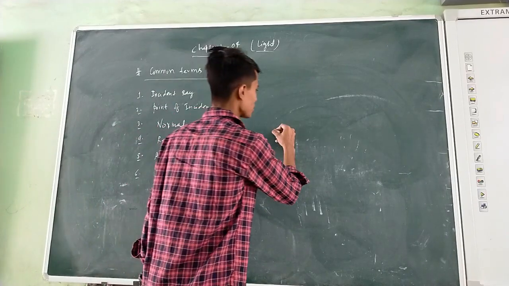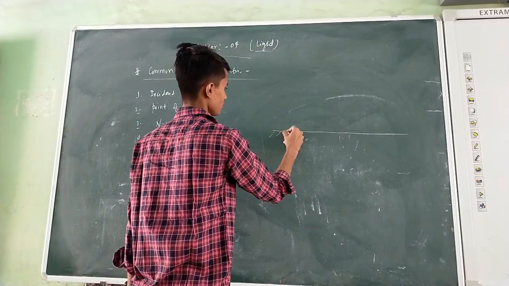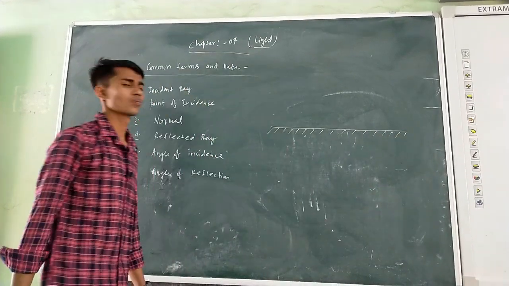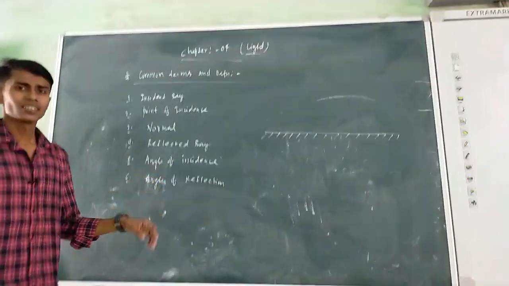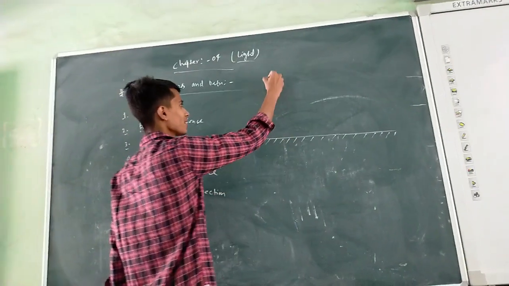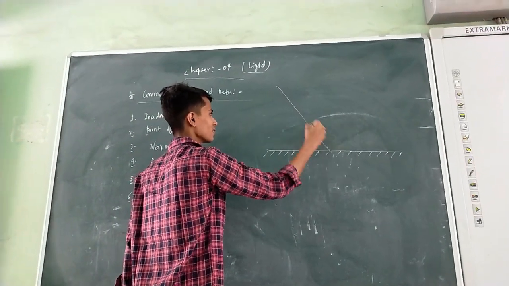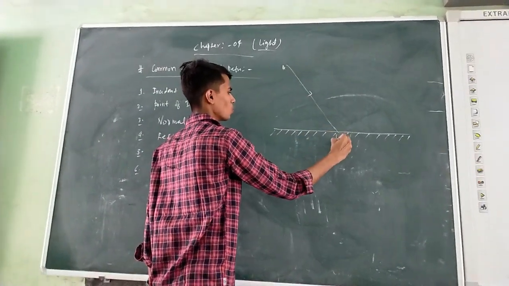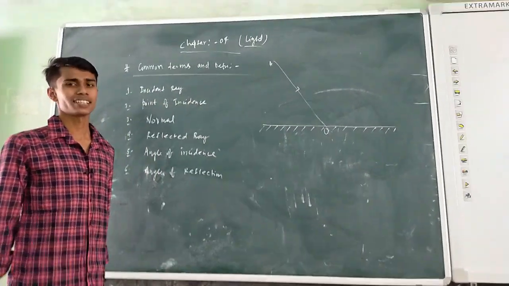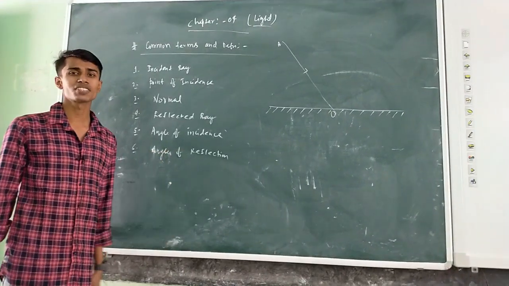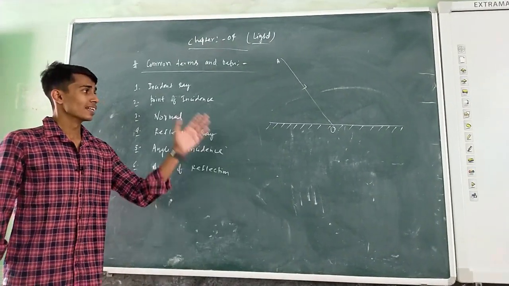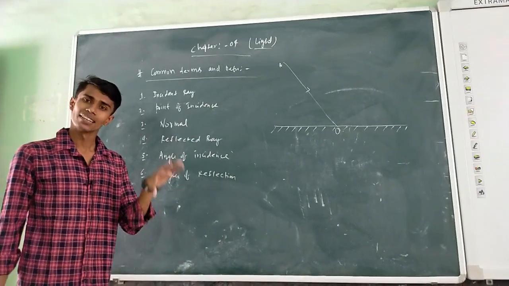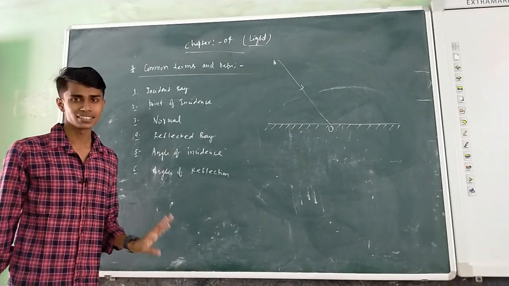Now listen. Suppose this to be a surface. Consider from a source of light, a ray of light is falling on a surface like this. Mark it as AO. AO will be incident ray. Have you understood what is the meaning of incident ray? How could you define incident ray? The light ray which falls on the surface is called incident ray. The light ray which approaches the surface is called incident ray.